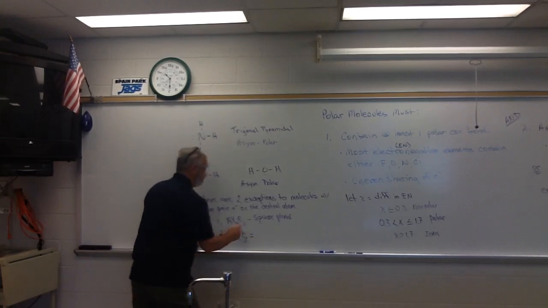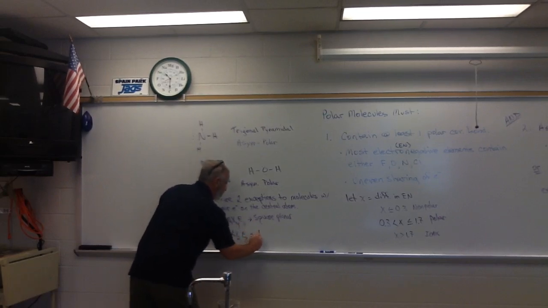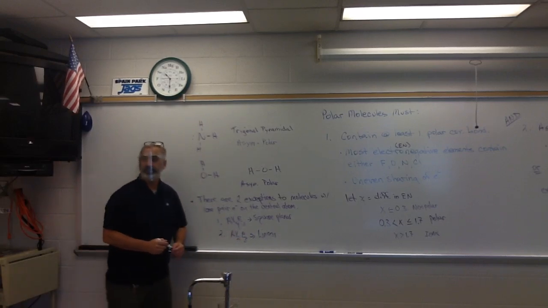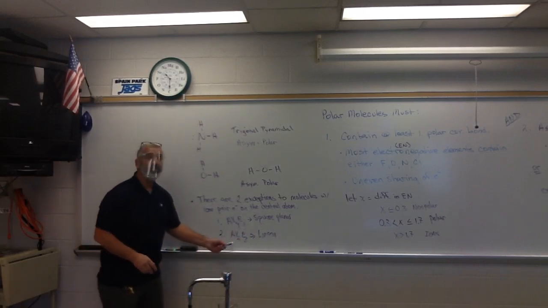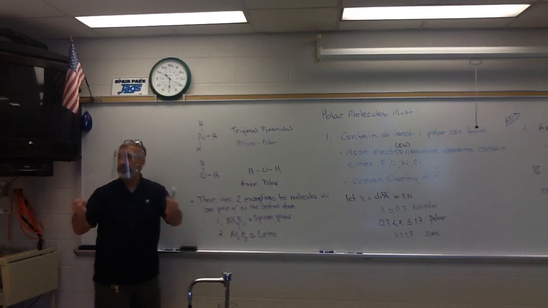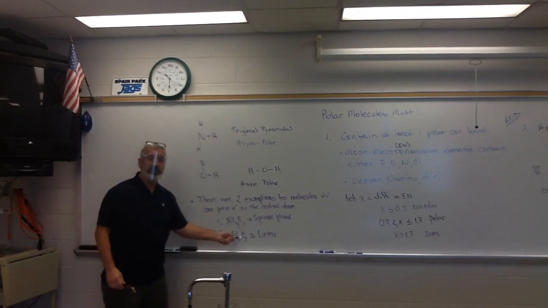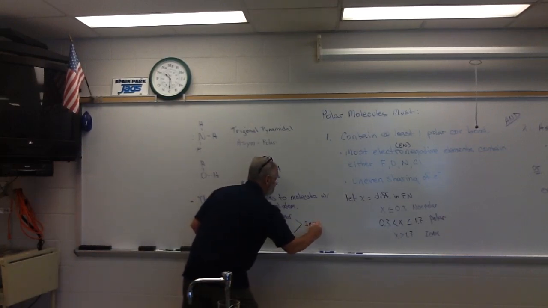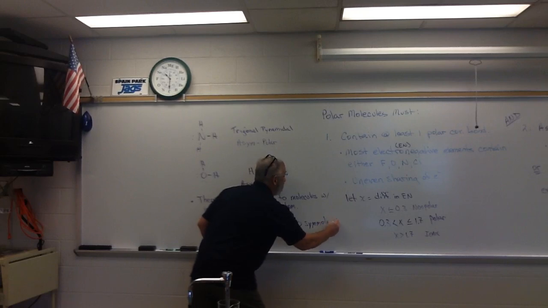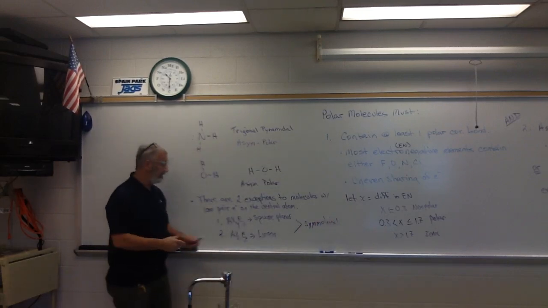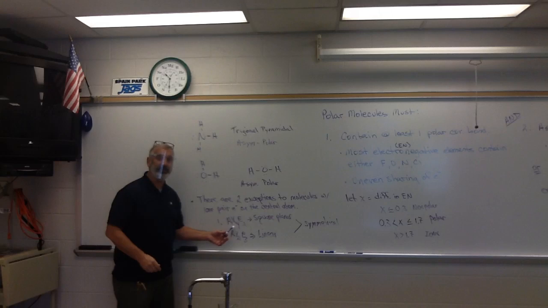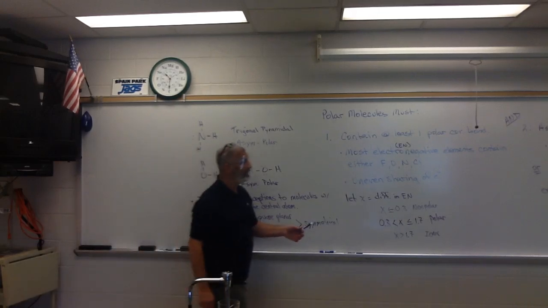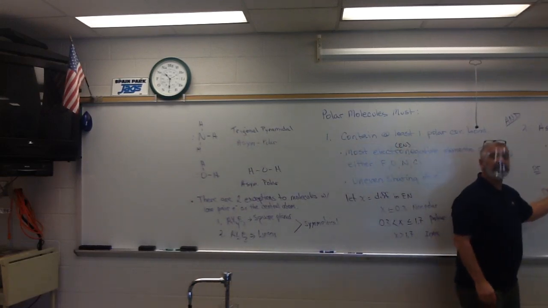What shape was that one? Linear, good. Even though nobody said it. Linear is going to be, as long as it's the same thing on both sides, symmetrical. These both are symmetrical. Any other AX formula with an E in it is going to be asymmetrical. Even if there are no lone pair, if all the bonding atoms aren't the same, it's asymmetrical.